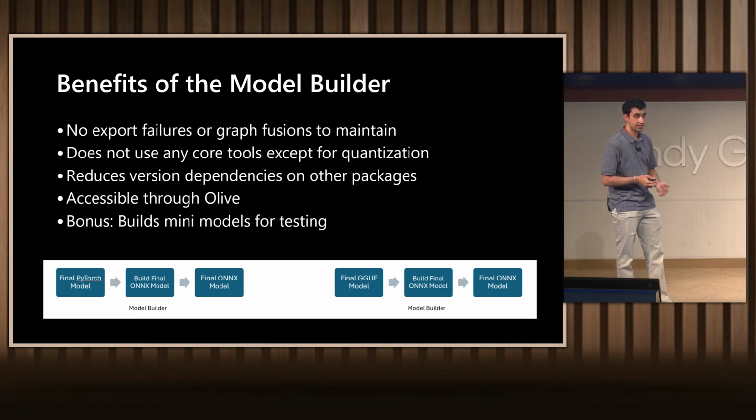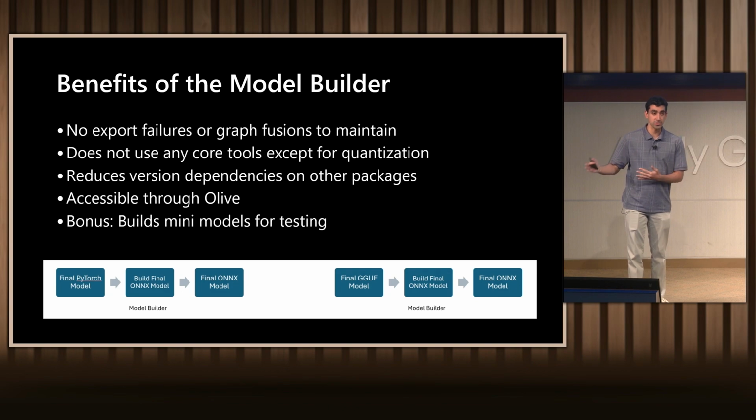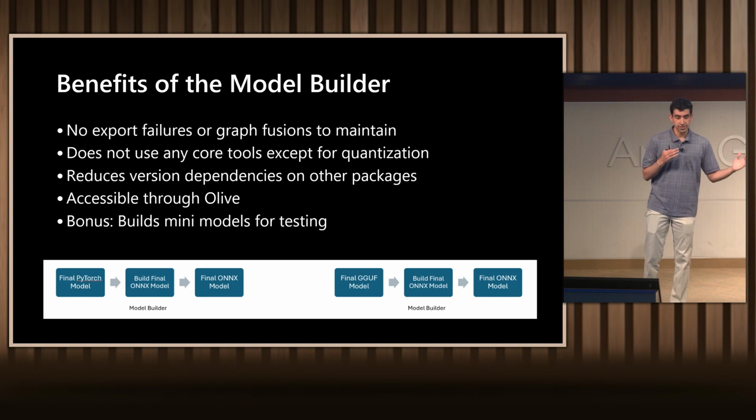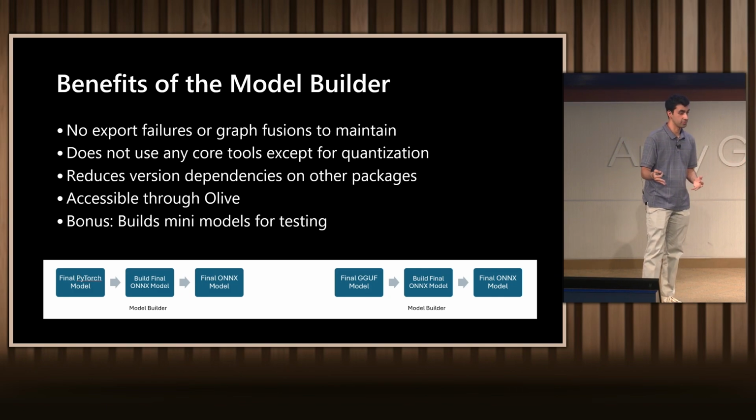As I think it was mentioned earlier today, model builder is also accessible through Olive as a pass, so you can leverage it there. And a nice added bonus is that you can build mini models for testing. So if you've ever run into a situation where you want a one-layer ONNX model just for debugging purposes, or a two-layer ONNX model, and you have to typically author that by hand, you can use the model builder to directly create that for you. There's an extra options flag that you can use and turn on num_hidden_layers equals whatever number you want. So the bottom diagram is trying to show basically that you get the final PyTorch or the final GGUF model, and you can use the model builder to build that final ONNX model that you'll get.